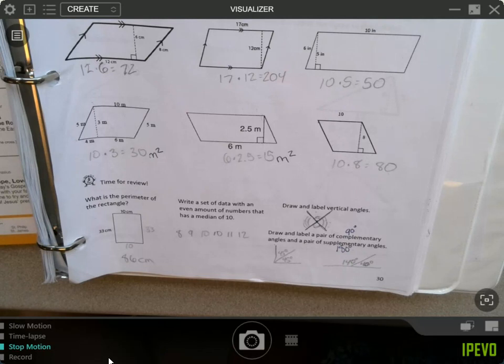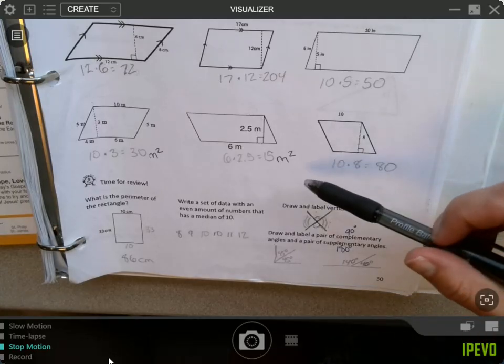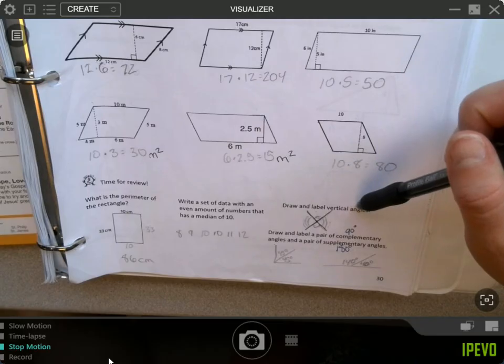Anyone else wanting to check if their data set works? Emma? I'm going to do 2, 10, 10, 12. Yep, because you had two tens in the middle. That works. All right, then it says draw and label vertical angles.